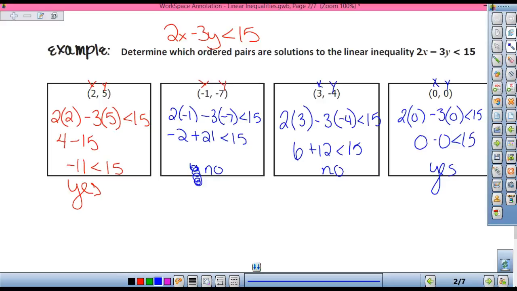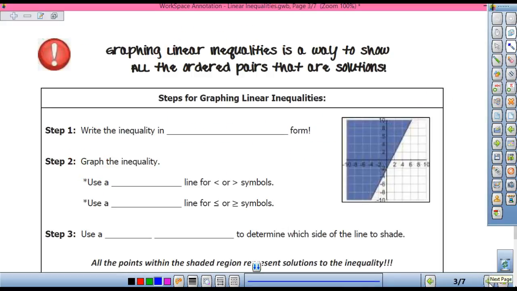All right, so now we've got to graph these. So what form do we want to write our inequality in, in order to graph it? Slope intercept form. We want it in slope intercept form.